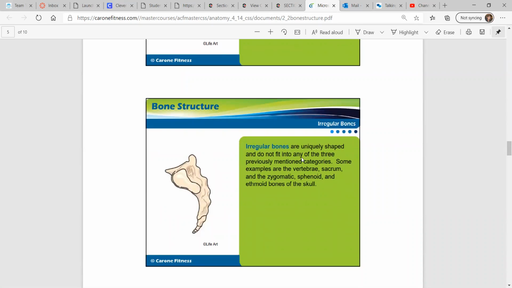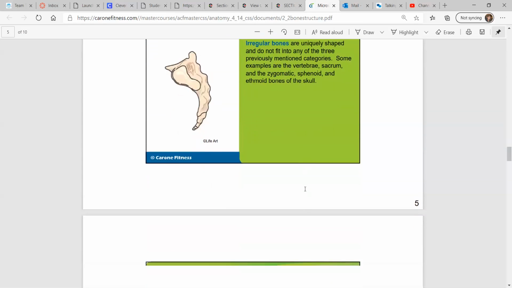Irregular bones are uniquely shaped, and they don't really fit into any of those other 3 categories. Some examples are vertebrae, sacrum, and the zygomatic, sphenoid, and ethmoid bones of the skull. So they're kind of just doing their own thing. They're not really shaped like any other bone.